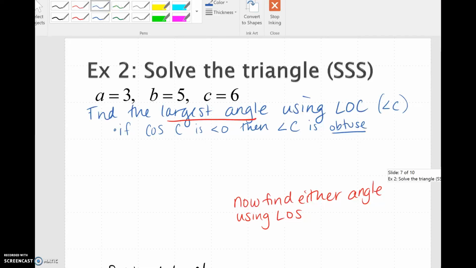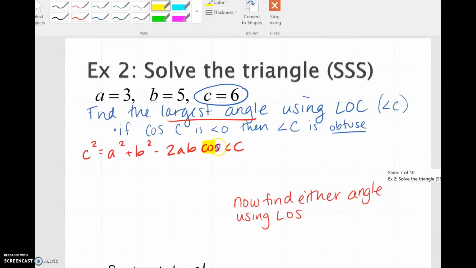So we want to go ahead and find our largest angle. Based on our three side lengths, we know that angle C is going to be the largest angle because it's the largest side. So I'm going to start with a formula that has angle C in it. And recall that angle C is going to be the formula that starts with C squared. So C squared equals A squared plus B squared minus 2AB cosine angle C.